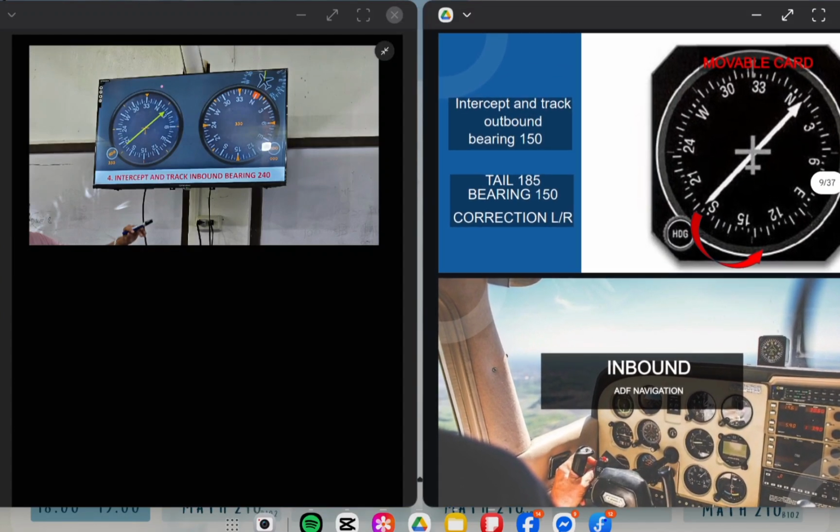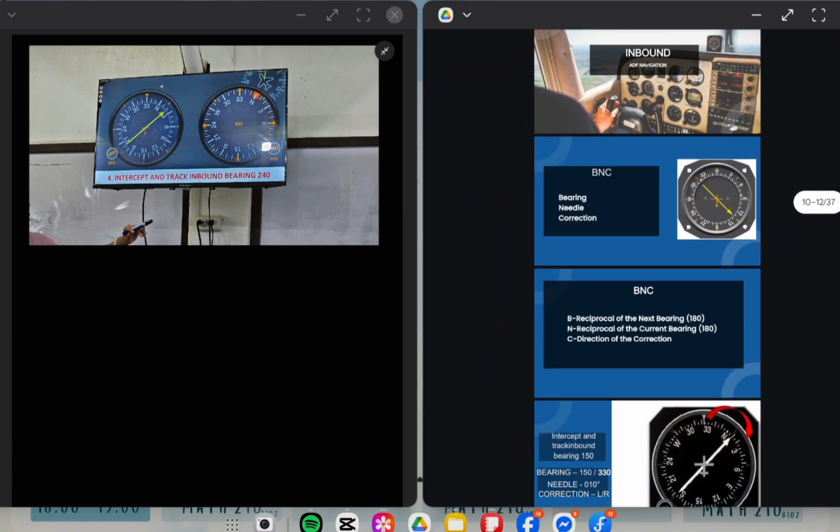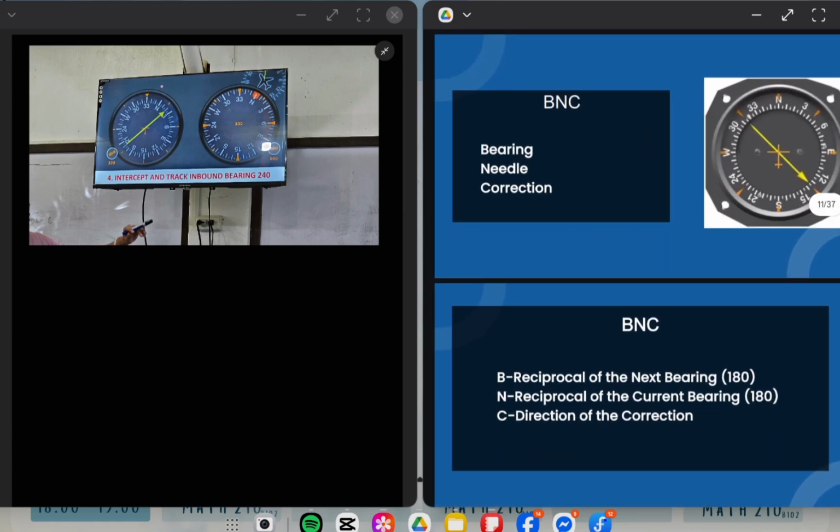For tracking inbound, you want to make sure you get your B and C. We will be doing position, B and C, and final heading. Now, we will not be using our DME when we're tracking inbound. We're only going to use DME when we're tracking outbound.